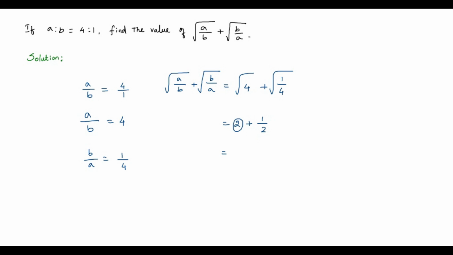So to add this integer 2 and fraction 1 divided by 2, what we need to do is we have to multiply the denominator and the integer. So 2 times 2 is 4. Once this multiplication is done, this 2 should be taken as a common denominator. So 4 plus 1 divided by 2, so that is equal to 5 divided by 2. So the value of the expression square root of a by b plus square root of b by a is 5 divided by 2.